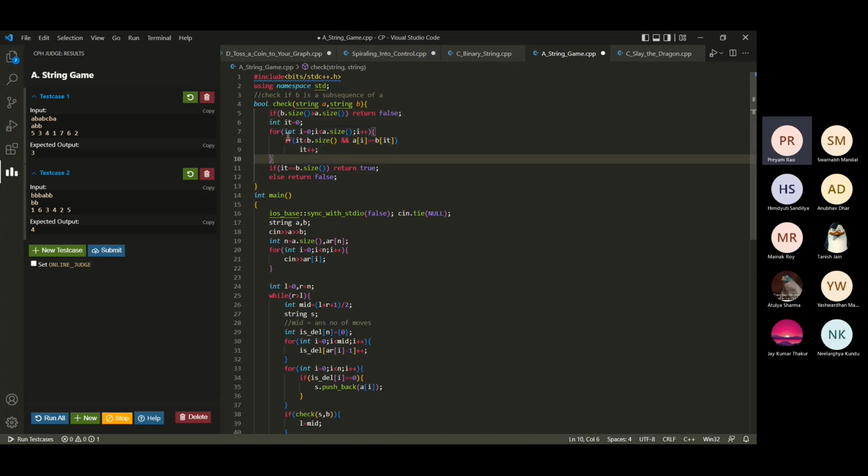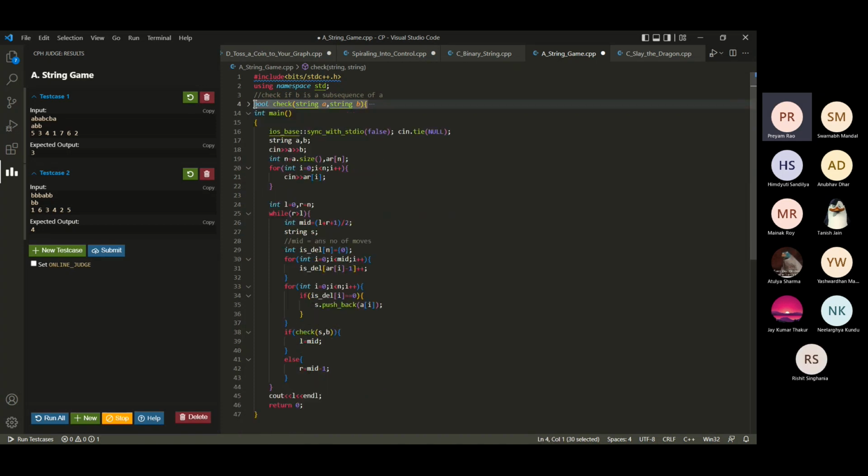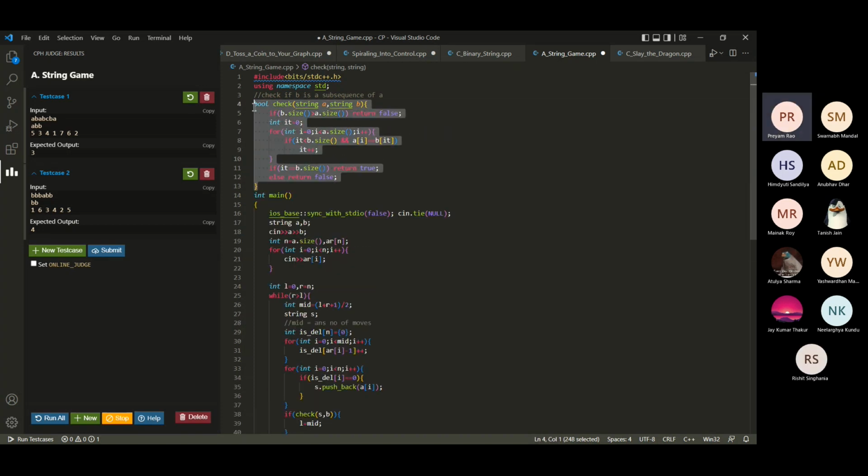Otherwise, we'll simply iterate through the array, and whenever both of these elements become equal to each other, we'll increase some iterator it. If it becomes equal to the size of the array, then we'll return true, else we'll return false. This is a very classic code, you can find it online. It's very simple and common. If you don't understand this, you can quickly Google how to check if a string is a subsequence of another.